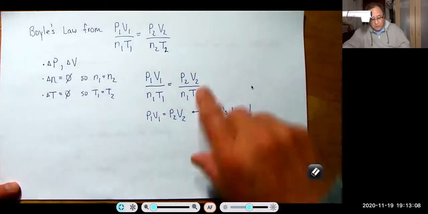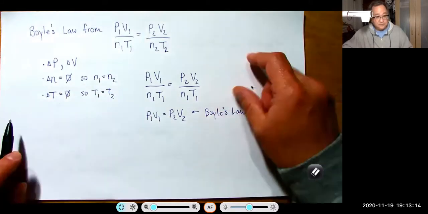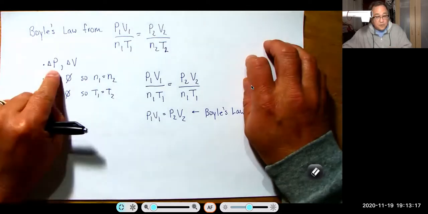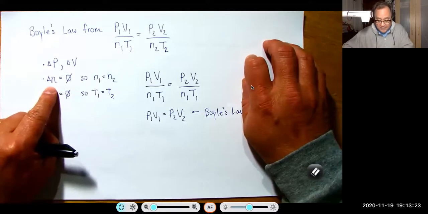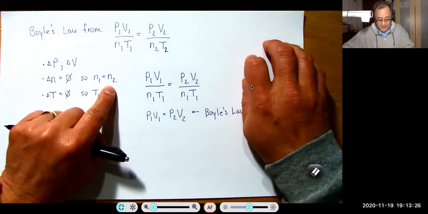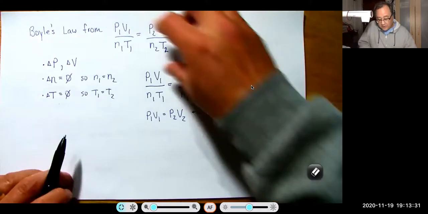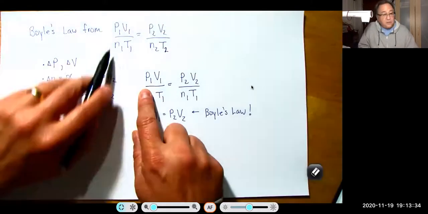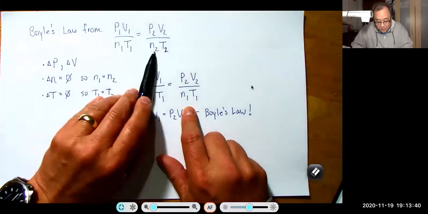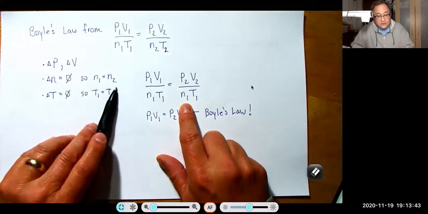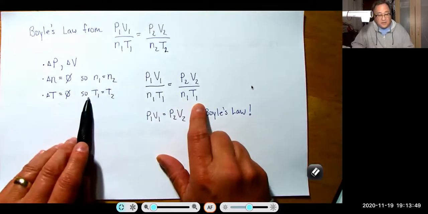So Boyle's law from P1 V1 over N1 T1 is equal to P2 V2 over N2 T2. For Boyle's law, there's a change in pressure and there's a change in volume, but there's no change in moles. So that means that N1 is equal to N2. And there's no change in temp. So that means that T1 is equal to T2. So we can change this formula and keep the left the same, P1 V1 over N1 T1. But on the right, I'm taking N2 and I'm writing N1 because N1 is equal to N2. And here, since T2 is equal to T1, I can write T1 on the bottom here.